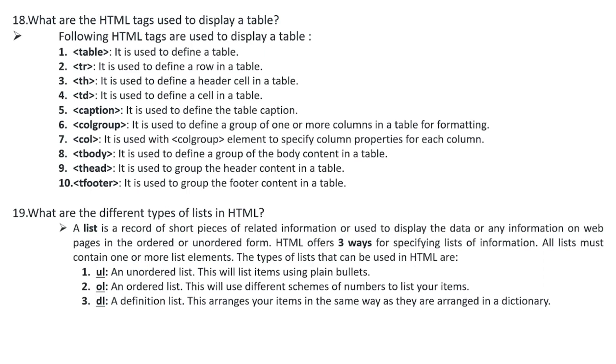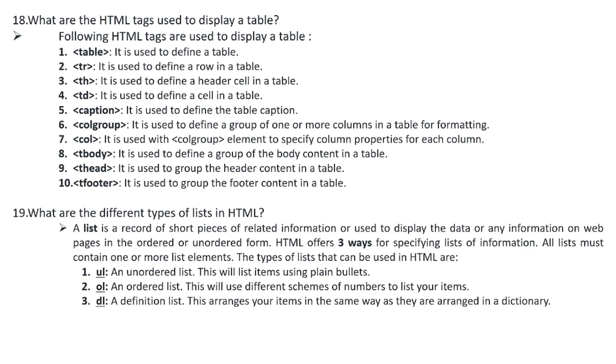Colgroup tag, it is used to define a group of one or more columns in a table for formatting. Col tag, it is used with colgroup element to specify column properties for each column. Tbody tag, it is used to define a group of the body content in a table. Thead tag, it is used to group the header content in a table. Tfoot tag, it is used to group the footer content in a table.